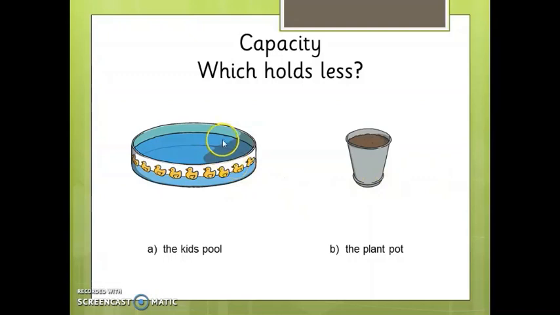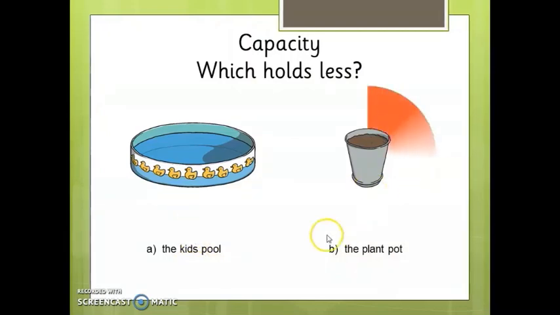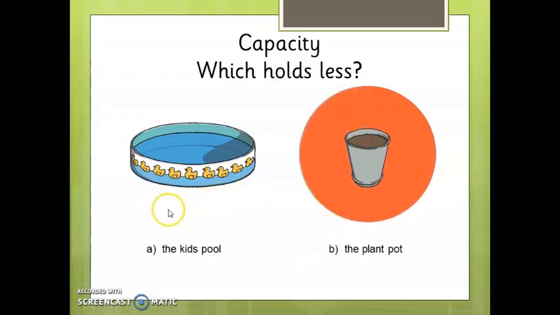Now moving on to the next activity, the kid's pool and the plant pot. Now dear students, while looking at the picture, can you tell me which holds less liquid? The kid's pool or the plant pot? Well then, if you all say the plant pot. As we know, the kid's pool we use for the swimming and it needs lots of water as compared to the plant pot. Well then, students, I hope you have enjoyed and recall the capacity with these two activities.